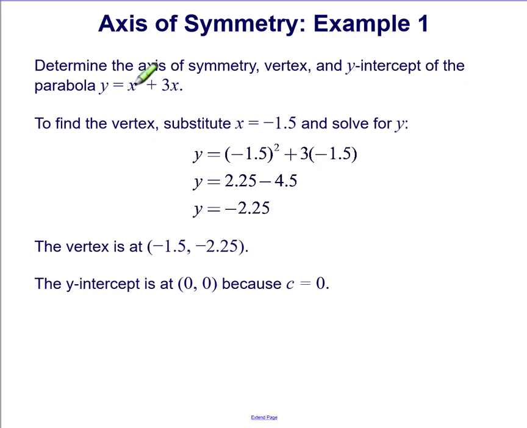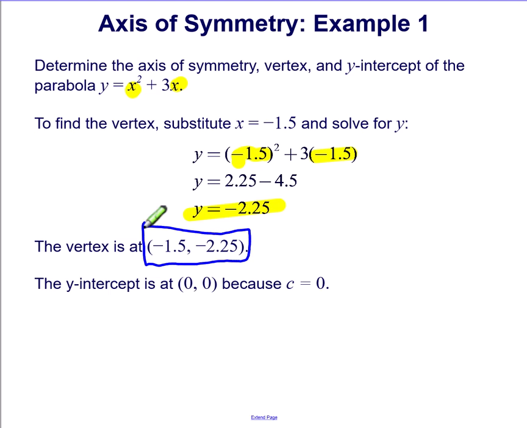To find the vertex, we substitute x equals negative 1.5 and solve for y. So we take x right here, and we replace x with negative 1.5 right here and here. Doing the arithmetic, we see that y is equal to negative 2.25. So the vertex occurs at negative 1.5 and negative 2.25.